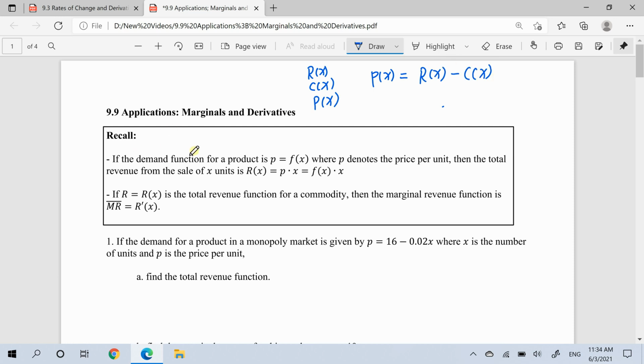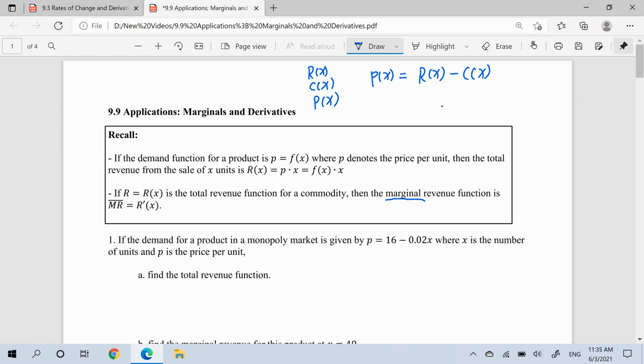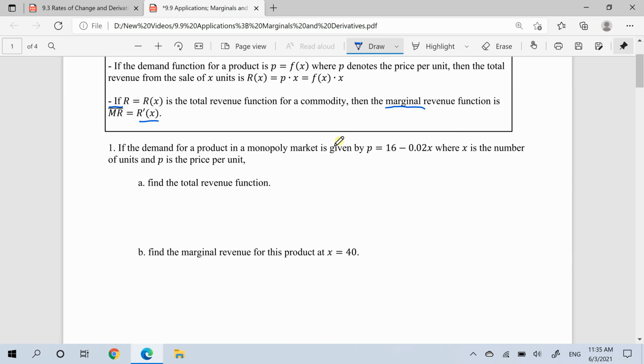Here in the demand function, the price per unit is a function. We could call it dynamic price. The price changes based on the demand, the product amount. The revenue function is the price per unit times the number of units. Marginal revenue has the symbol MR, the marginal revenue function. You add a bar and it is a derivative, R prime.